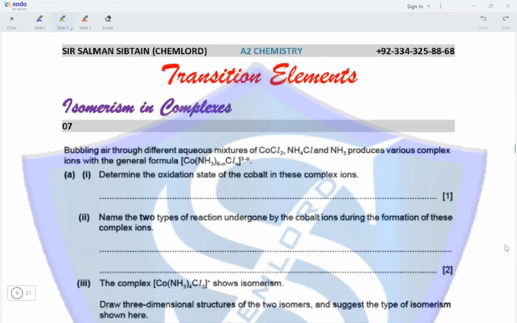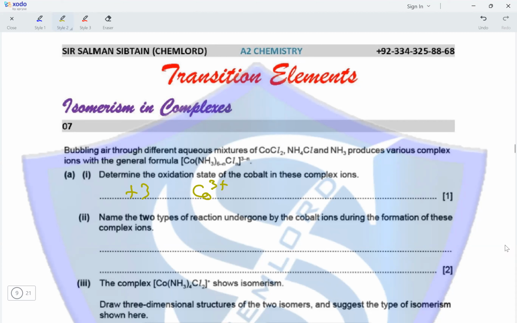ammonia present, let's say if we take n as 1, so the overall charge would be 3 minus 1, which is 2. So the charge on the cobalt ion would be 2 plus 1, which is 3. So the charge on the cobalt ion is plus 3, or you can say that it is the Co3+ ion of cobalt. Next, name the two types of reactions undergone by cobalt ion during the formation of these complex ions.